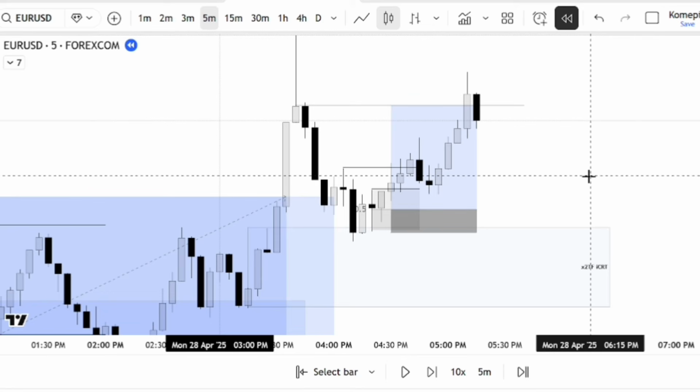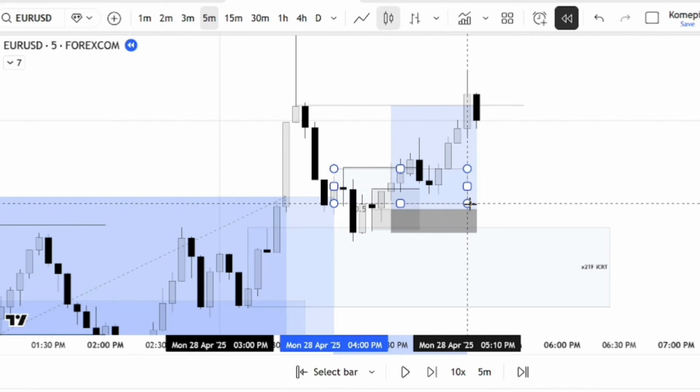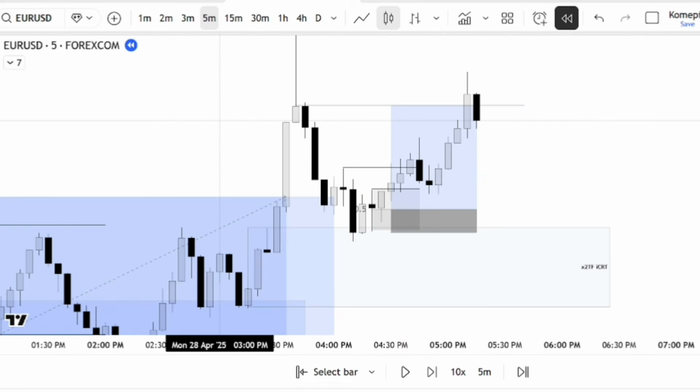Okay, there's something else I forgot to point out, which probably was an oversight. Notice that we also have another MSNR, or rather we also have another iCRT right here. This is the iCRT. Yeah, and this is where the price used the 50% of that zone.